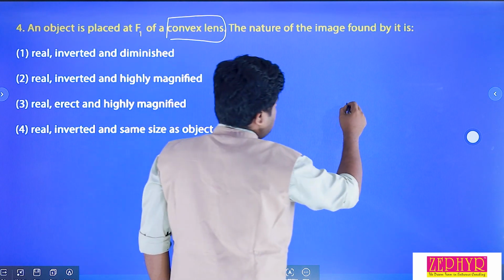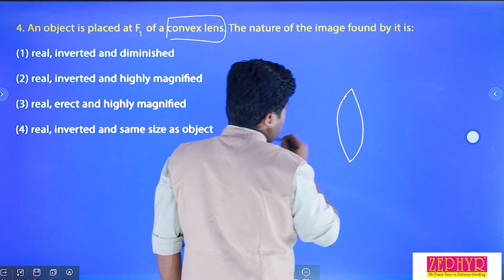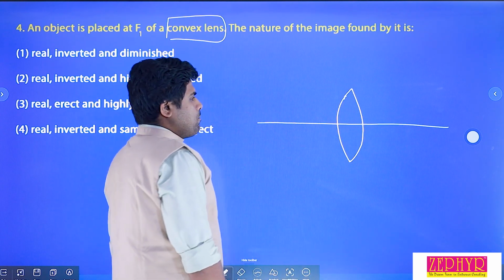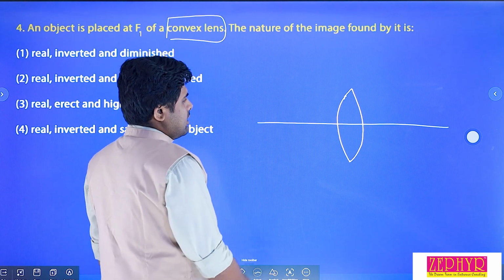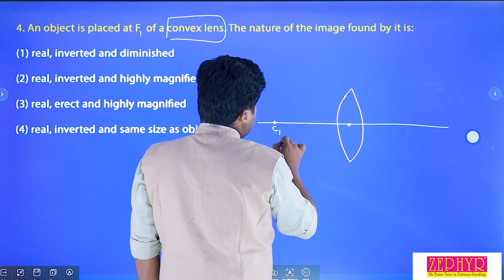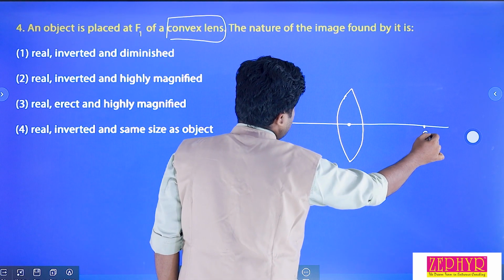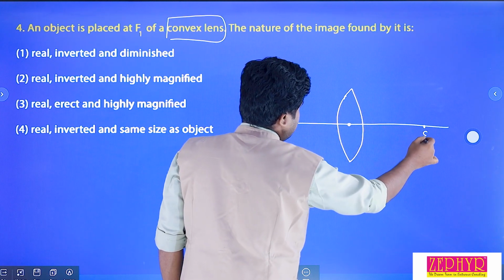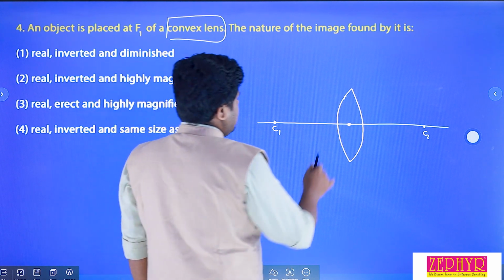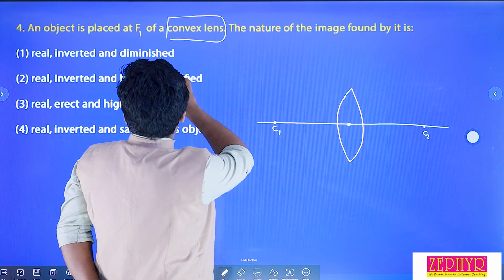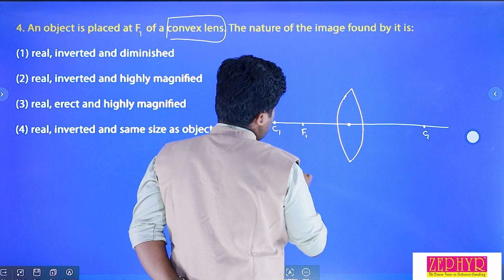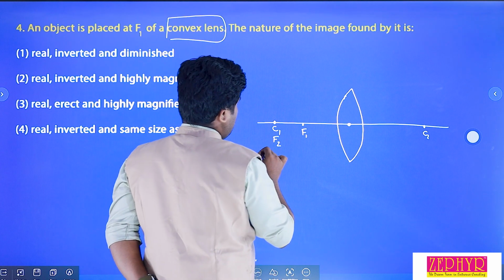Imagine this is the convex lens. Again I place the principal axis. This line is the principal axis, which passes through the centers of curvature of the two sides of the lens and the pole. Now the object is placed at f1. This is the position f1 and this is f2.